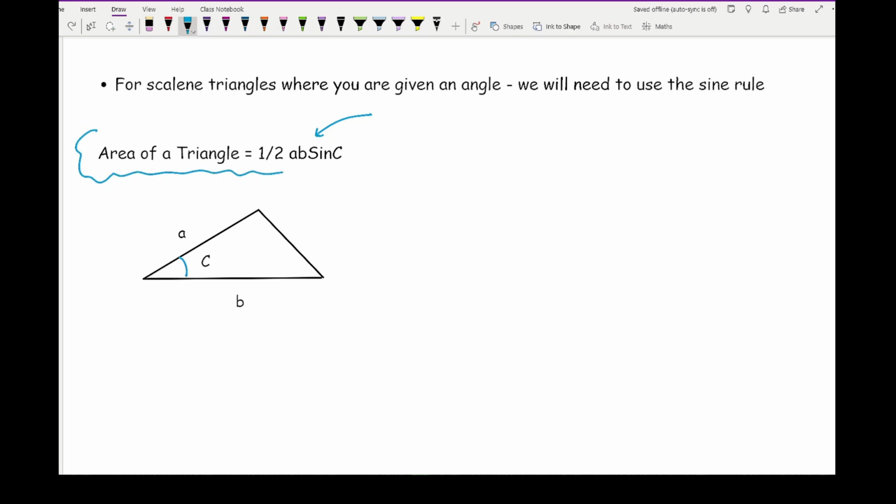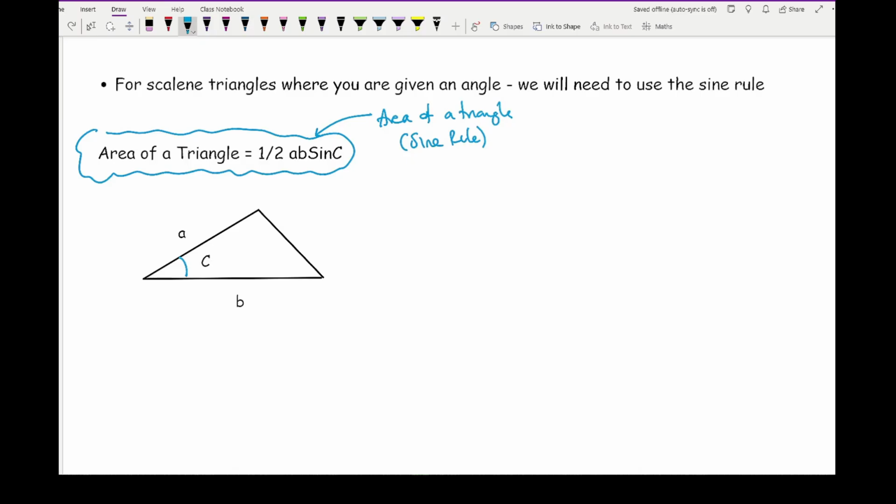Now, this will be on the formula sheet, and so it isn't a formula that you need to memorise, but it's basically the area of a triangle, and it's part of the sine rules. And so if you've not done trigonometry, you will not need to use this formula. This only applies if you've been taught trigonometry.